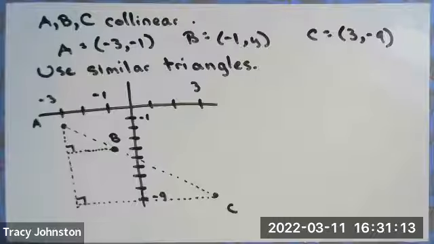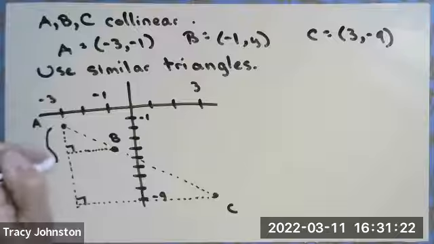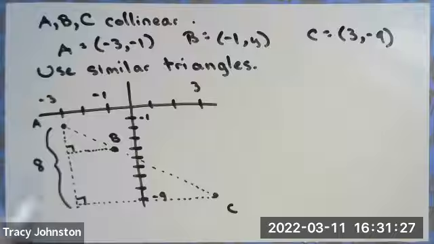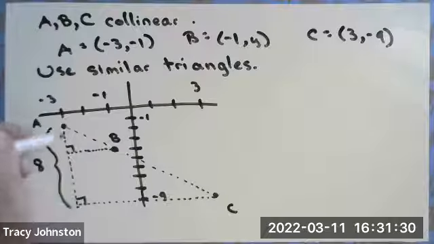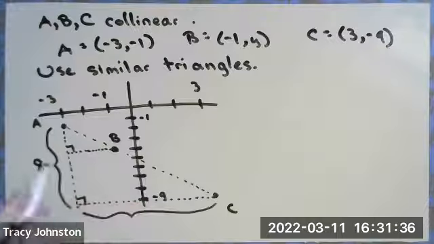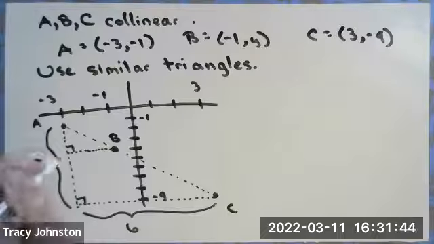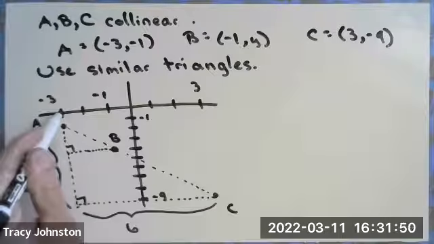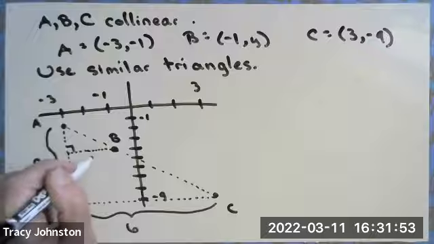But what other information do we have? Well, we know B is going to be (-1, y), but we know that this entire distance is the distance from -1 to -9. Its distance is 8. The length of this side of that triangle is 8. We also know that this distance is the length of that side, which is 6. We also know that this distance from the x coordinate of A to the x coordinate of B is 2.